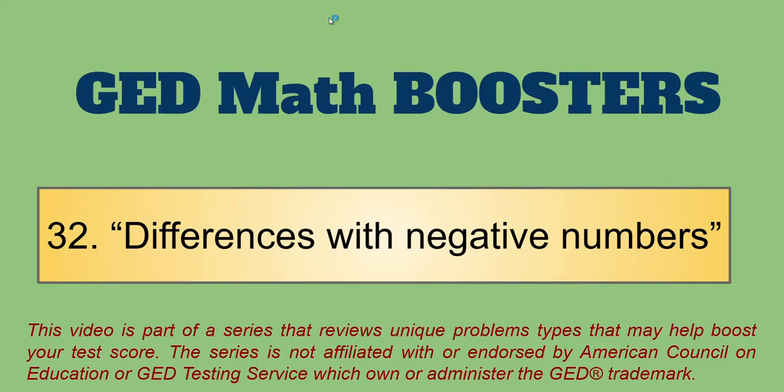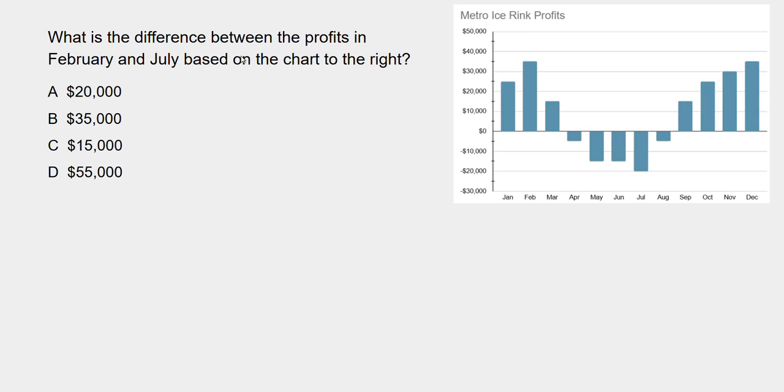The topic of today's video is a problem that requires us to find the difference with negative numbers. Let's take a look at our problem. What is the difference between profits in February and July based on the chart to the right?